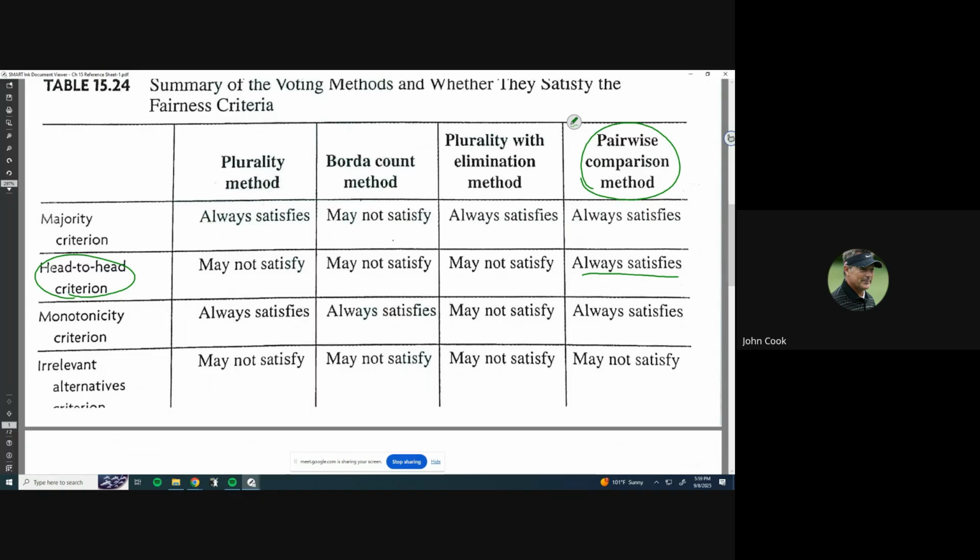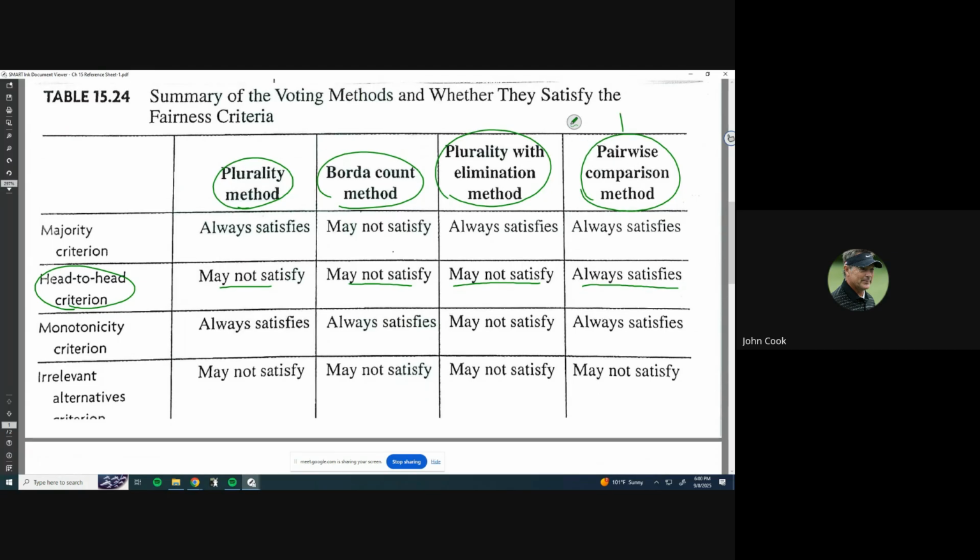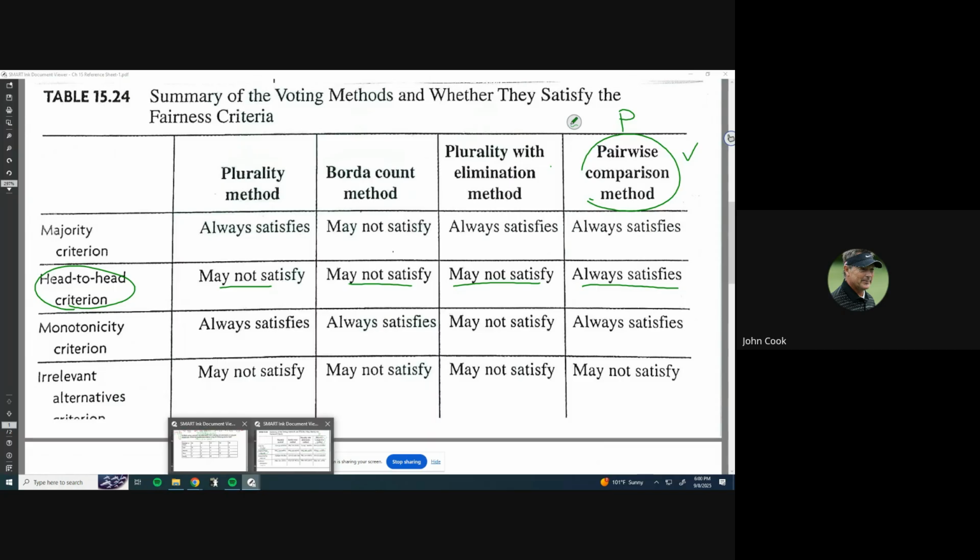So what number 8 is asking us to do is compare whatever we get with pairwise comparison to the other methods: plurality, Borda count, and plurality with elimination. Let's say candidate P wins pairwise. Then candidate P should also be the winner for plurality, Borda, and plurality with elimination. Let's see if that happens in problem number 8. First, we have to figure out what the pairwise comparison method results in.